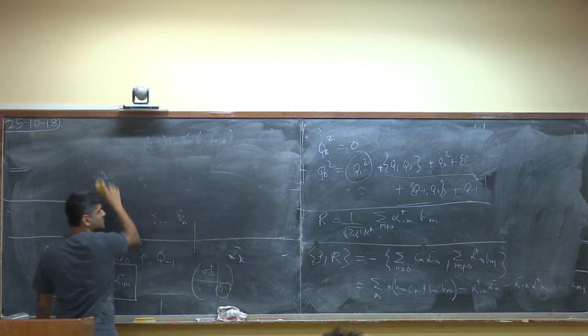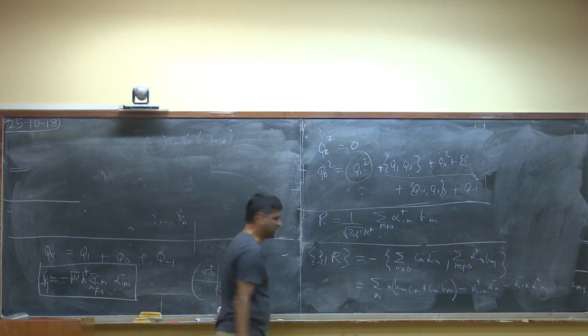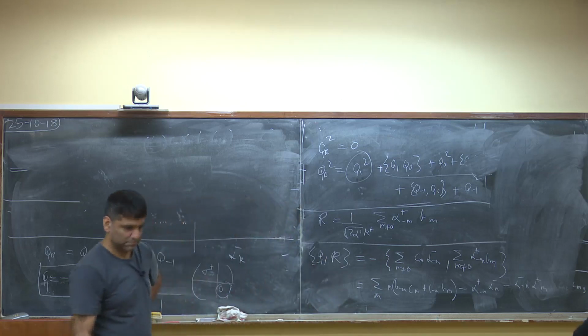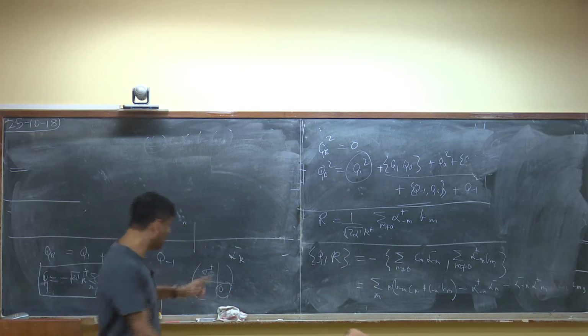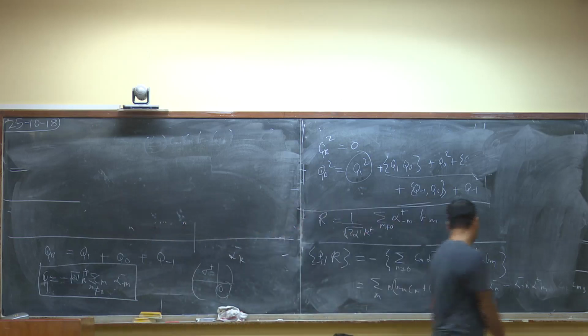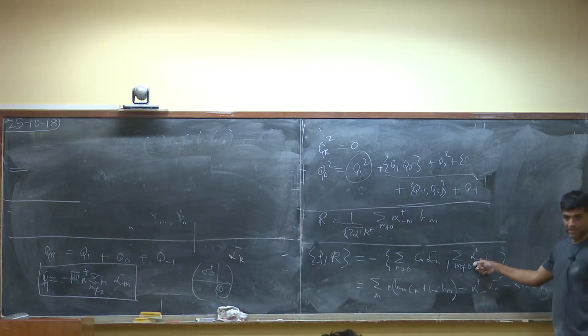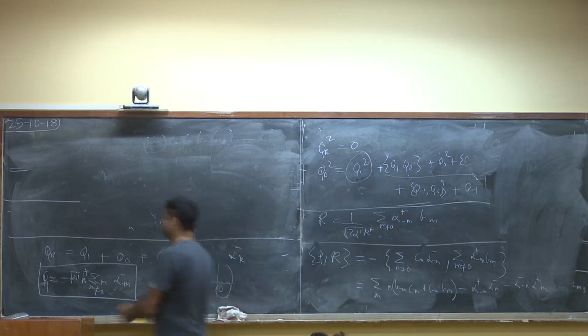Correct. Q1 has a definite ghost number charge, which is 1. R has charge minus 1, and this commutator has charge 0. R has charge minus 1 because this is with pluses. Because this is the dagger. Okay. Exactly.